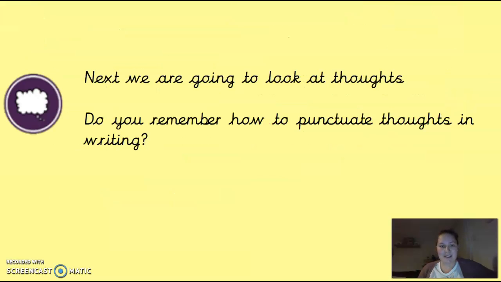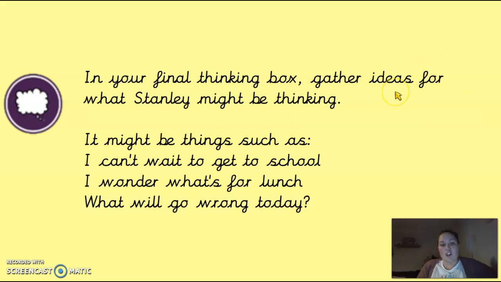Great, let's move on to our third skill then. So the last one is the thoughts, the inner thought of our character. Okay, so we're going to think about punctuating them as we write with an inverted comma, a little bit like speech. You're going to gather first ideas in your thinking space of what Stanley might be thinking. Now, he's going to be probably having just some very normal thoughts. Nothing out of the ordinary has happened yet. So think of what you might think on your way to school on a morning, on a normal day. What might you think?